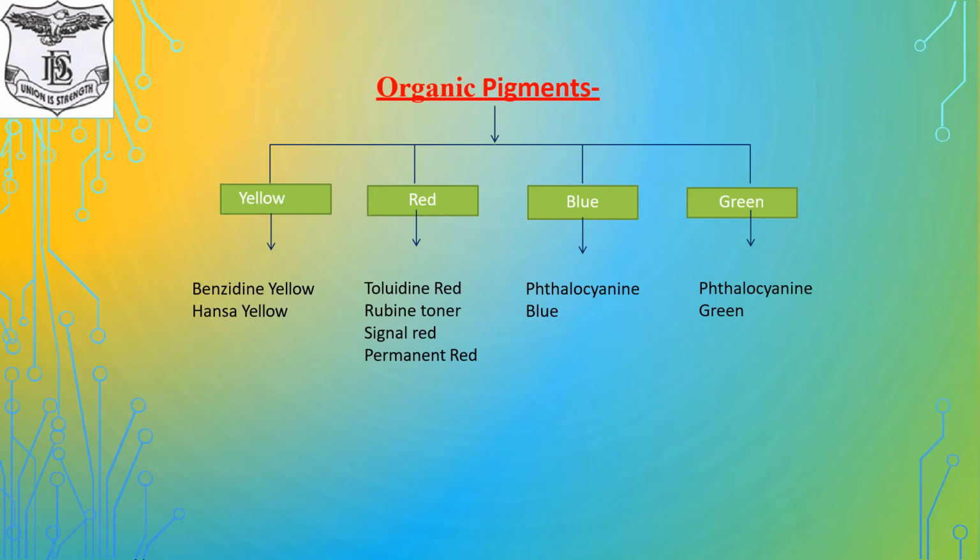Look for organic pigments. Organic pigments are particularly color pigments. They are yellow, red, blue, green, and a family of different types of colors. So benzidine yellow and hansa yellow for yellow pigments. Red pigments: toluidine red, rubine toner, signal red, and permanent red. Blue: phthalocyanine blue, and green contains phthalocyanine green.